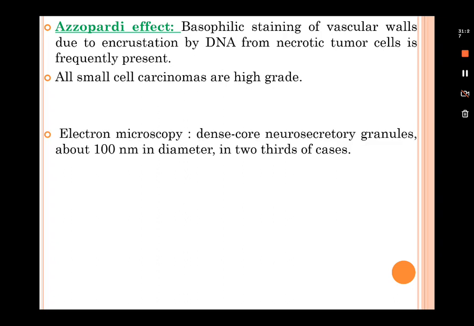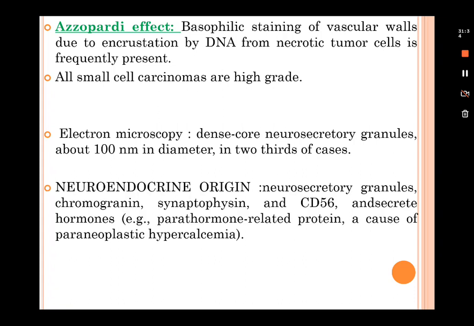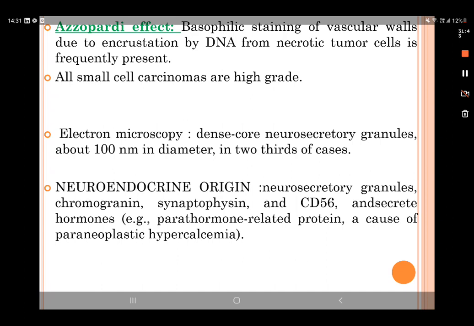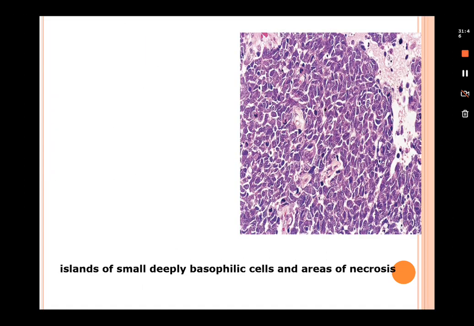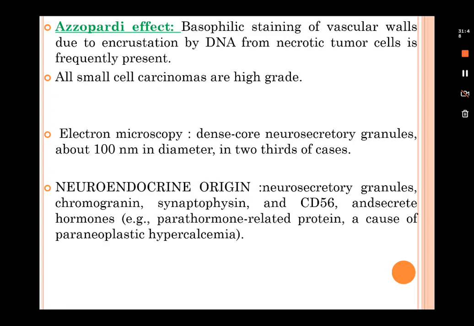On electron microscopy, you can see neurosecretory granules, and again neurosecretory granules are a feature of neuroendocrine tumors. How do you know that it is of neuroendocrine origin? It has neurosecretory granules, chromogranin and synaptophysin. So whenever you say the origin of a tumor is neuroendocrine, you mean many things, but these five things: neurosecretory granules, chromogranin, synaptophysin, CD56, and they secrete hormones, PTHrP more commonly.